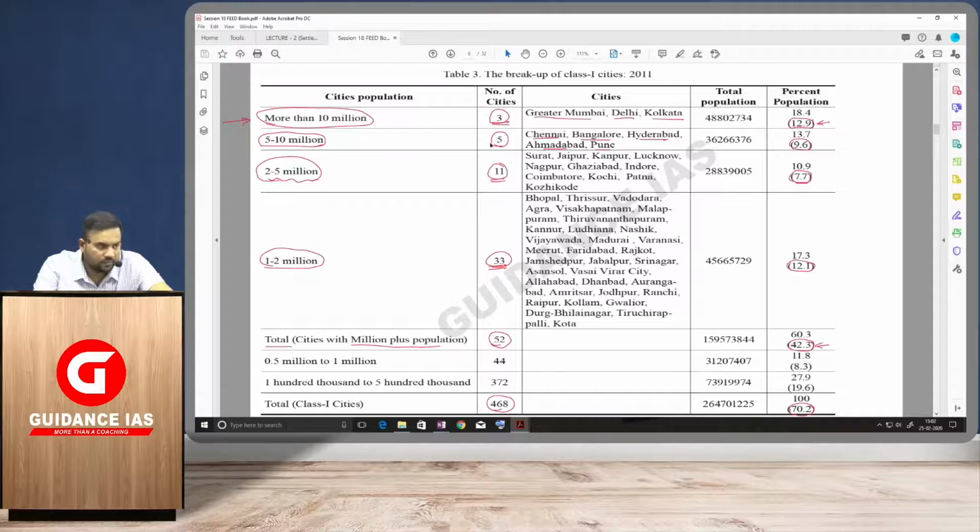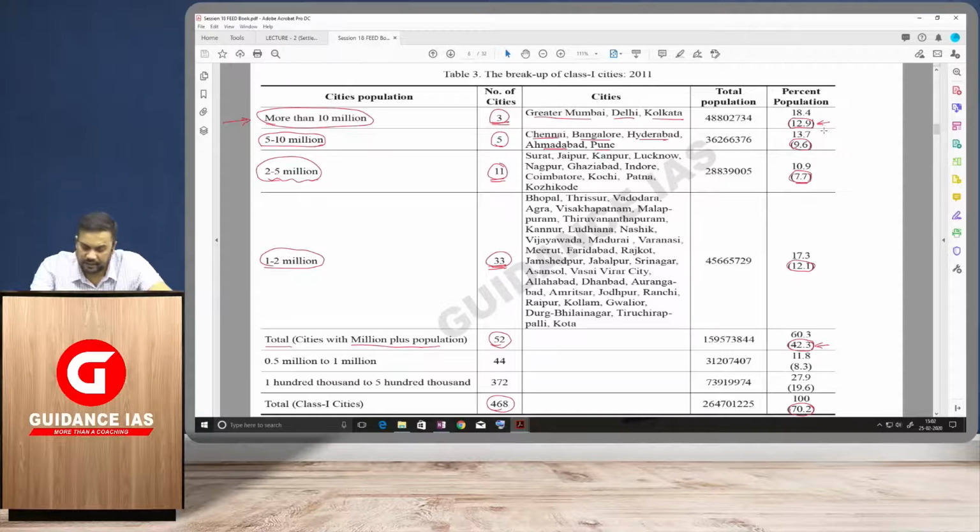There are 5 million plus cities whose population is 5 to 10 million. But how much of the total population is living in them? Around 10%. You can see here, there are 33 million plus cities whose population is between 1 to 2 million. How many people are living there? Only 12 million, which is less than the 3 major metropolitan cities of India.